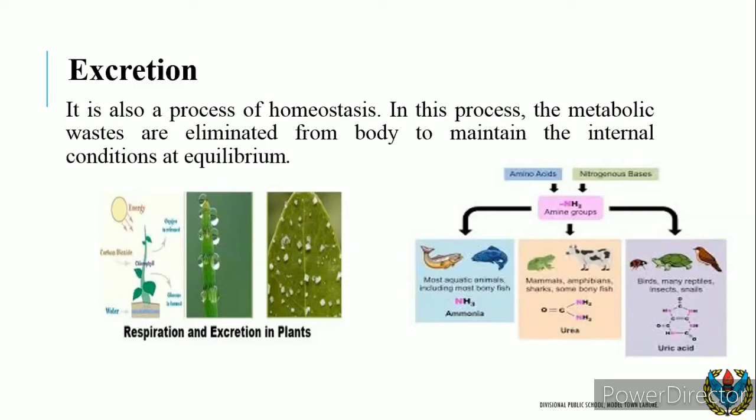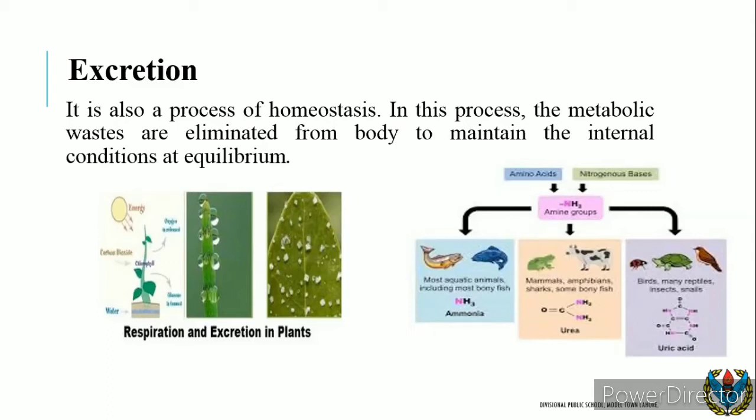In plants, the removal of extra water and extra oxygen from the plant body takes place through different parts of the plant. In animals, nitrogenous waste materials are eliminated from the body according to the nature of the environment, according to the habitat where they live.